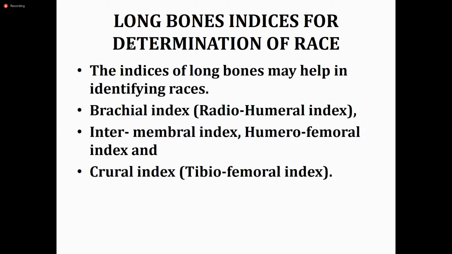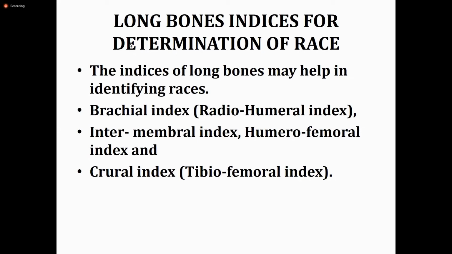This we also showed in the previous slide in the lecture I took the first day: the blacks have orbits which are rectangular in shape, the Europeans triangular, and the Mongoloids rounded in shape. The nasal opening is broad in blacks, narrow in Europeans, and in Mongoloids again rounded. The palate is rectangular in blacks, somewhat triangular in Europeans, and horseshoe-shaped in Mongoloids. So these are some of the indices of identification.